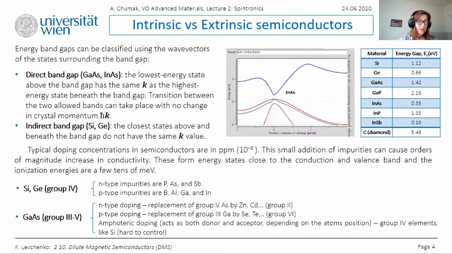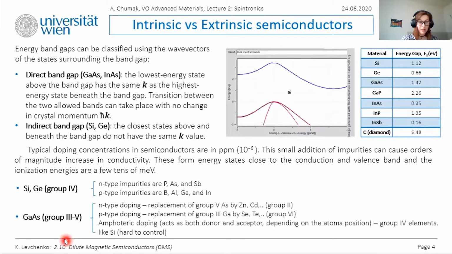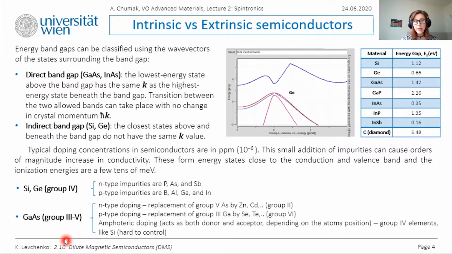For gallium arsenide, it's the same case. If we want to have an N-type material, we are replacing... As it's III-V, it's a compound, not just a single material like silicon or germanium. So we are replacing the group 5 arsenic by cadmium or zinc if we want to have the N-type doped material, or any group 2 material.